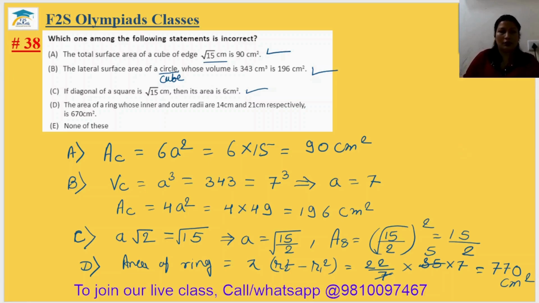Here we can see two options are coming incorrect. Two options cannot be incorrect, so I think there is some error in this question. We have to choose the correct option, because there are so many typos in this question. Cube is written as circle, and if we consider it, it is not coming as 6 centimeter square. So either you can choose the correct option, then we will go with option A.